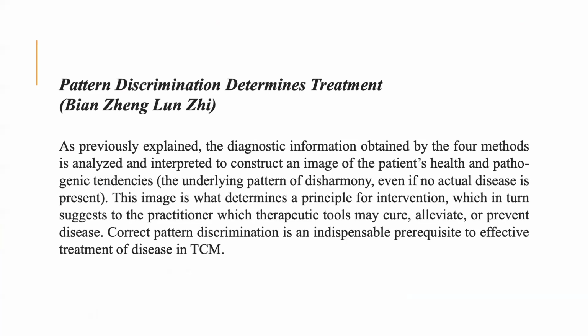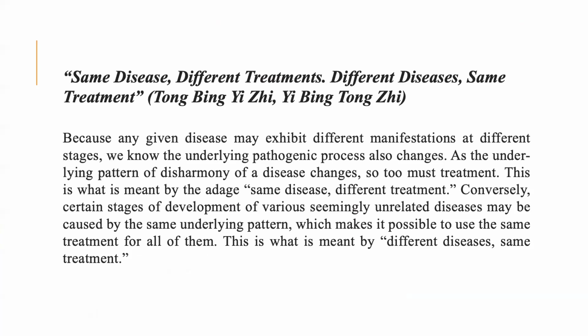Pattern discrimination determines treatment. Tian Cheng Lun Chi. As previously explained, the diagnostic information obtained by the four methods is analyzed and interpreted to construct an image of the patient's health and pathogenic tendencies, such as the underlying pattern of disharmony, even if no actual disease is present. This image is what determines a principle for intervention, which in turn suggests to the practitioner which therapeutic tools may cure, alleviate, or prevent disease. Correct pattern discrimination is an indispensable prerequisite to effective treatment of disease in TCM.